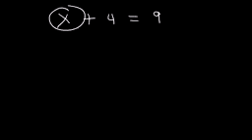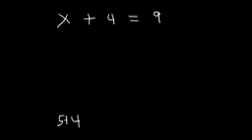Now let's talk about solving linear equations. Let's say that x plus 4 is equal to 9. What is the value of x? Now x is a variable. It represents a number with a specific value. In order to find it, ask yourself, what number plus 4 is 9? We know that 5 plus 4 is 9, so therefore x has to equal 5.